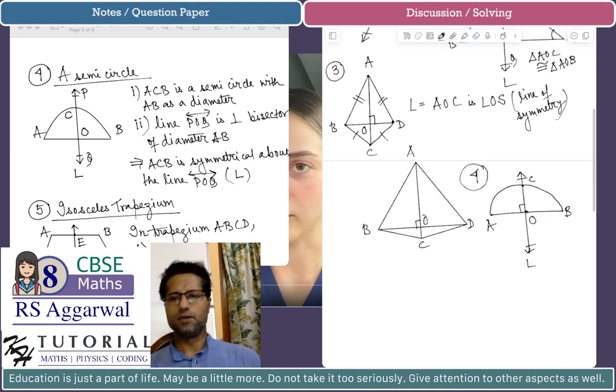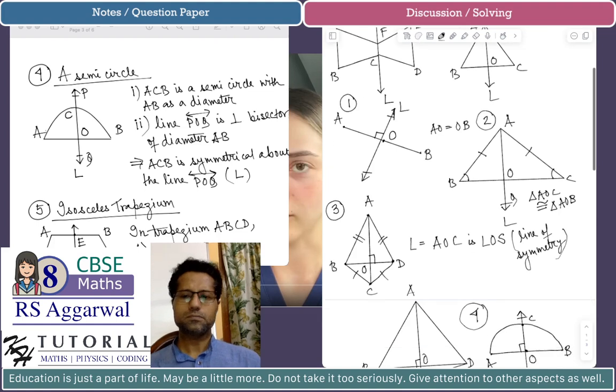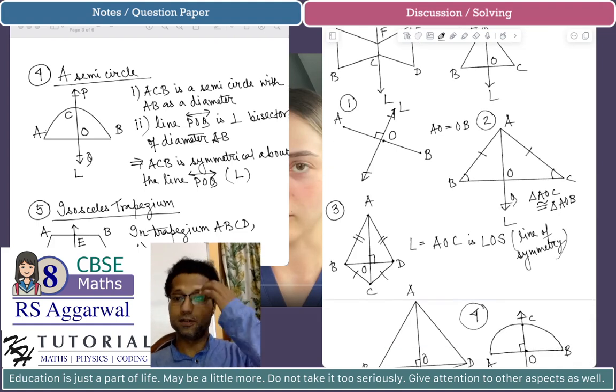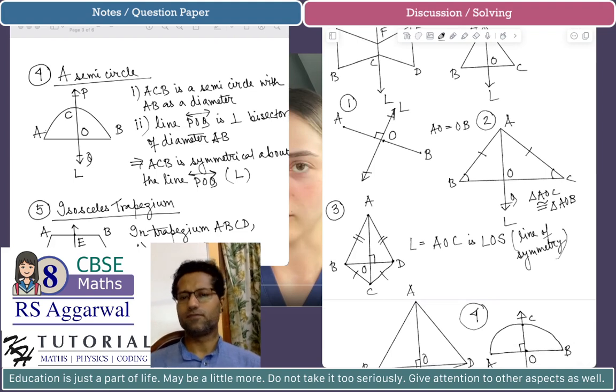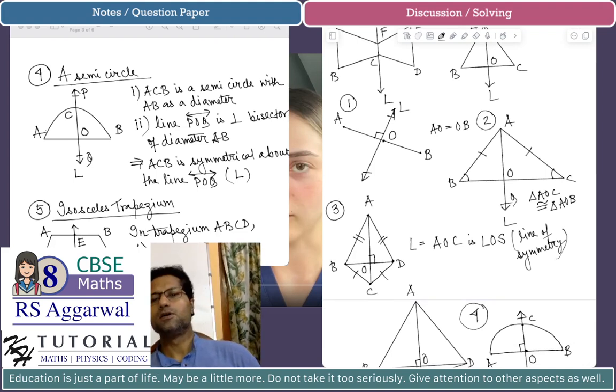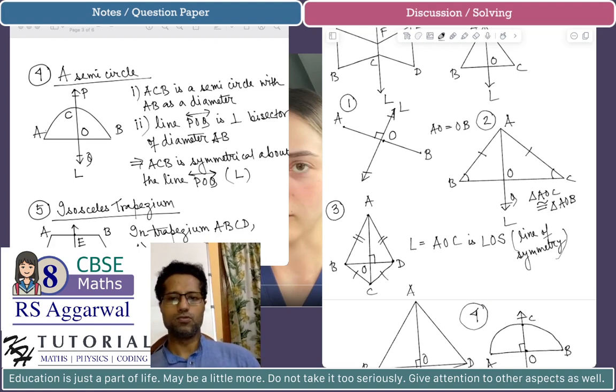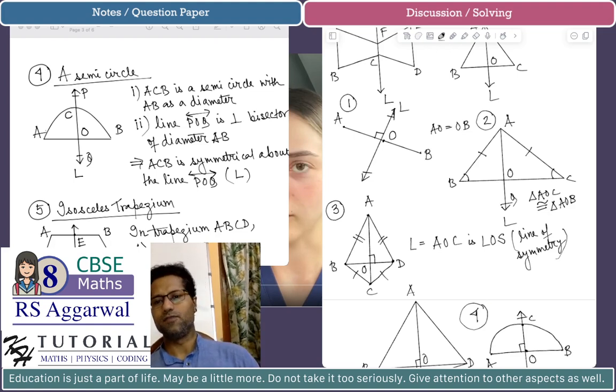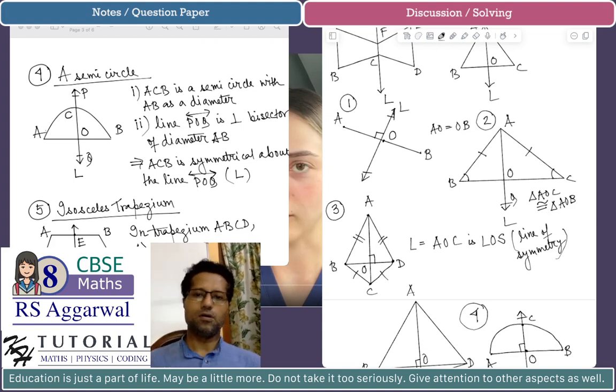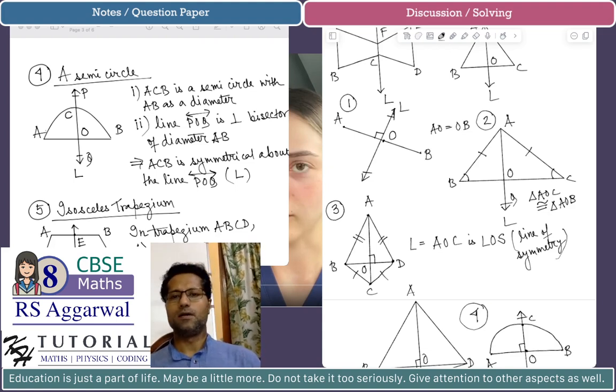One more thing, you must understand how many lines of symmetry there are for each of the figures that we are discussing. For a line segment, there is exactly one line of symmetry, because the line of symmetry for a line segment will pass through the midpoint of the segment and be perpendicular to the segment AB, and that will be a unique line. So a line segment has only one line of symmetry.